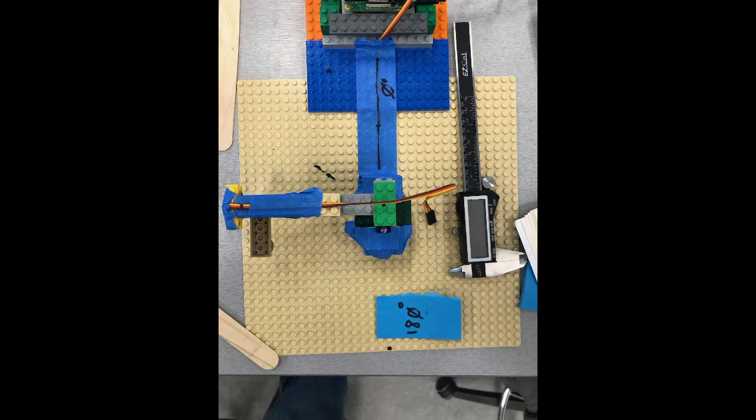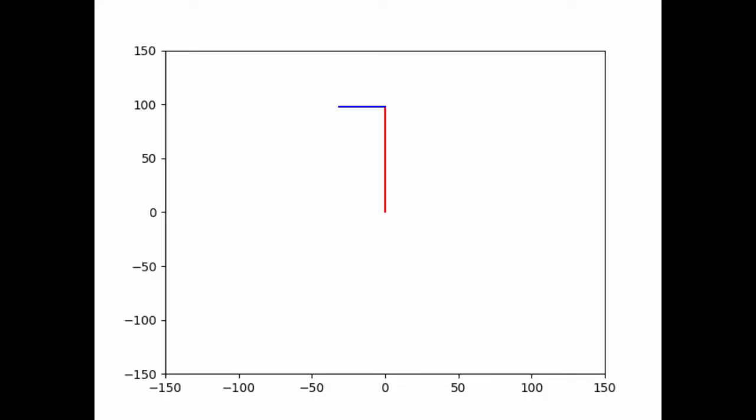Here's test number 2. Measured theta 1 was 90 degrees. Measured theta 2 was 180 degrees. Measured joint 1 coordinates were x at 0, y at 98 millimeters. Measured joint 2 coordinates were x at negative 31.30 millimeters and y at 98 millimeters. Here's test 2 graph. Looks pretty spot on. Here's the program graph output. As we can see, it looks pretty spot on according to our measurements.